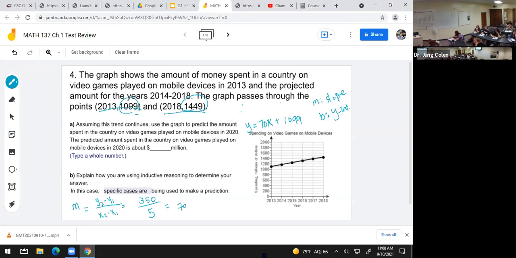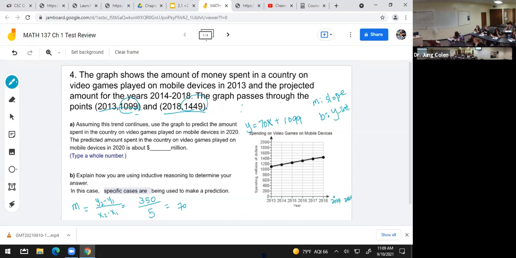Use the graph to predict the amount spent in the country on video games played on mobile devices in 2020. So 2 years later, where will that be? If you are using this graph, we can just plug in one number, 2019, 2020.